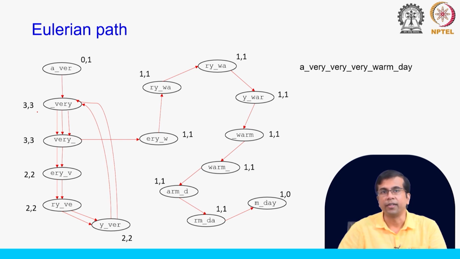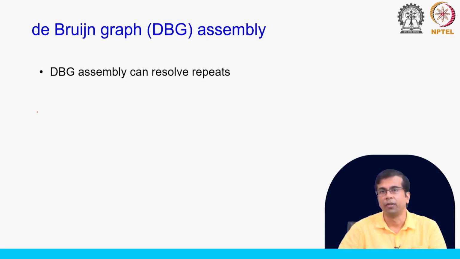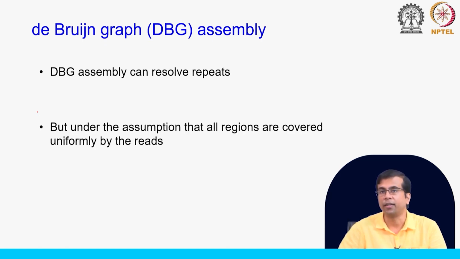So, what you notice in this case? We have derived the reference sequence including the repeat sequences. So, this is the correct reference sequence with the repeats that are available. What you can see, at least from this ideal scenario, is that DBG assembly can resolve repeats to some extent, but the assumption is that all regions are covered uniformly by the reads. And this is a very critical assumption. The moment we shift from that, the whole thing will change.